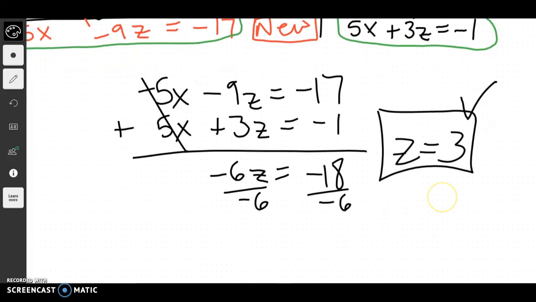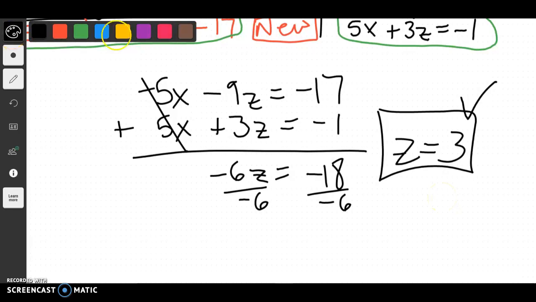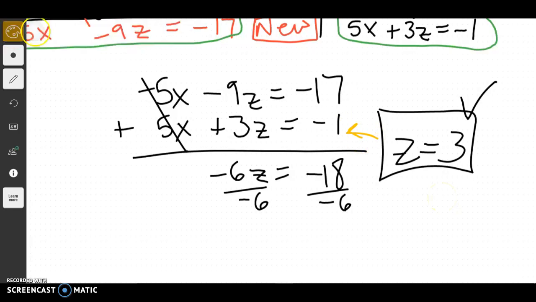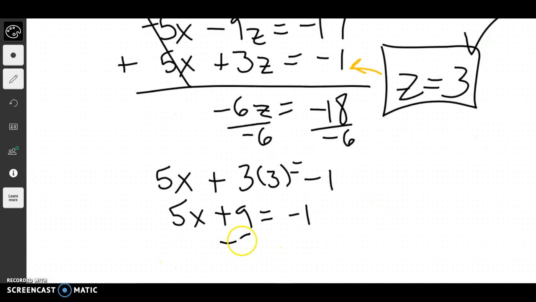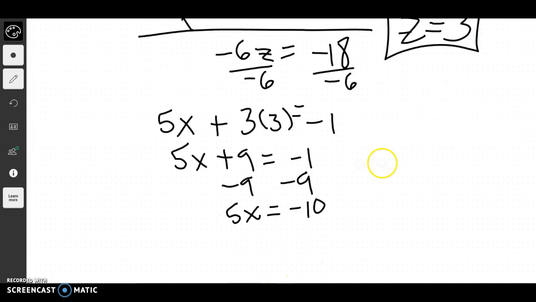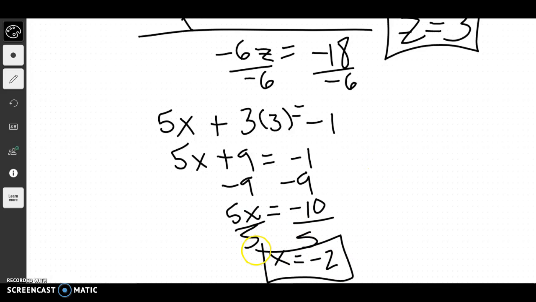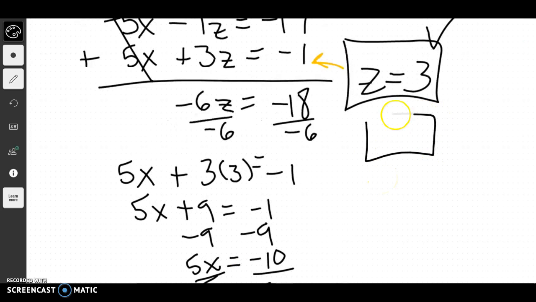So I'm going to plug that z into this bottom equation right here. You get 5x plus 3 times 3 minus 1, equals negative 1. That'd be 5x plus 9 equals negative 1, minus 9 minus 9, 5x equals negative 10. Divide by 5, x equals negative 2. So now we have z equals 3, x equals negative 2.